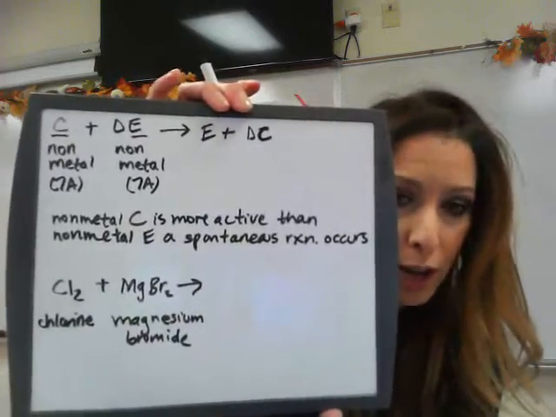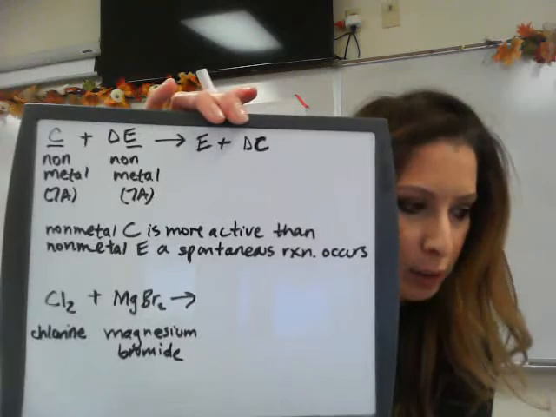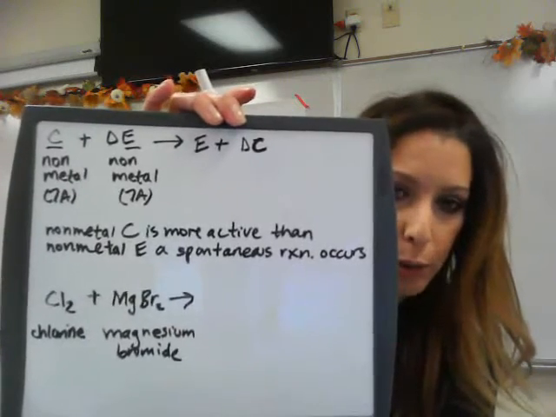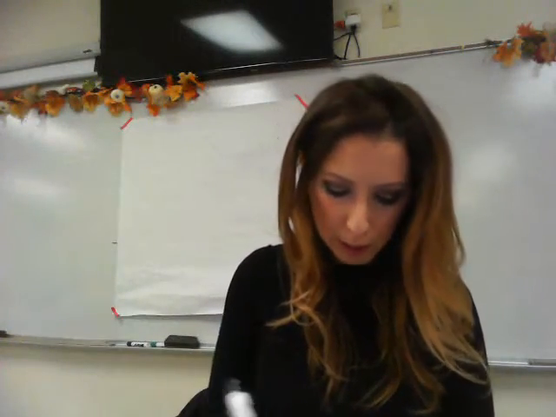Chlorine and bromine are both halogens. We're using the halogen activity series. We want to see if chlorine is more active than bromine. Chlorine would have to be further to the left than bromine in the activity series. And if you look, chlorine is further to the left than bromine. That means chlorine and bromine will trade places.